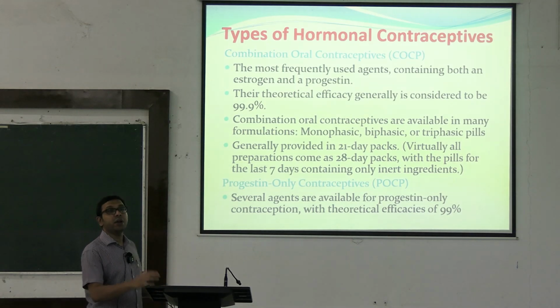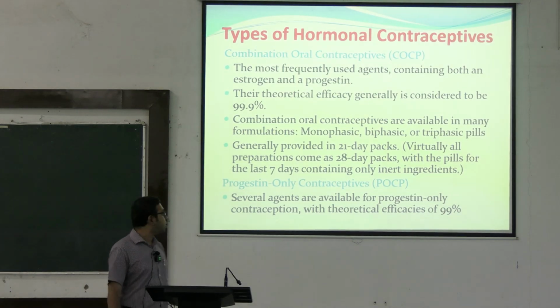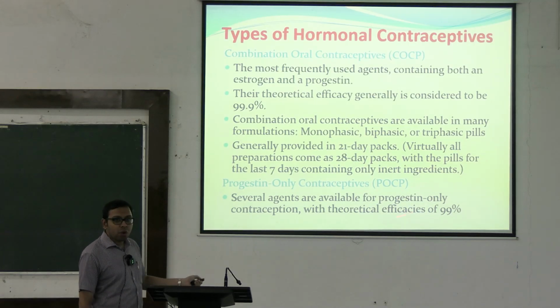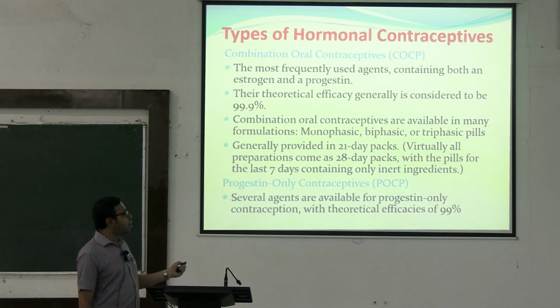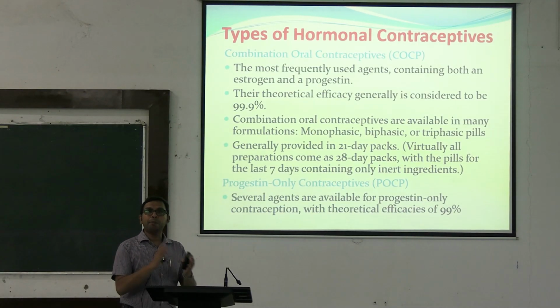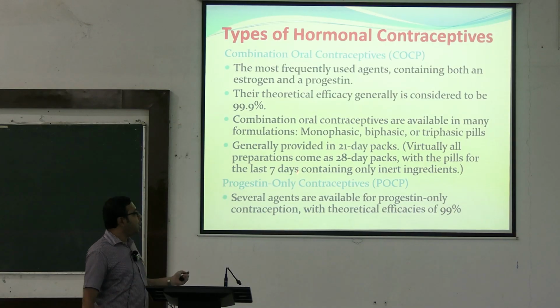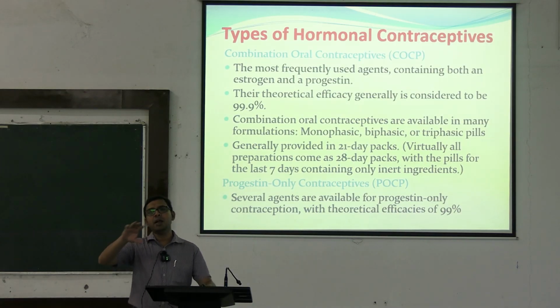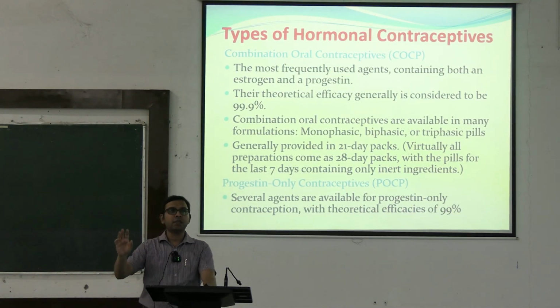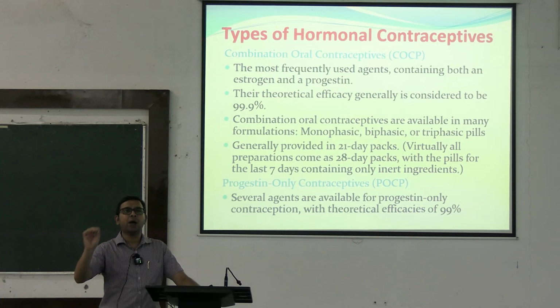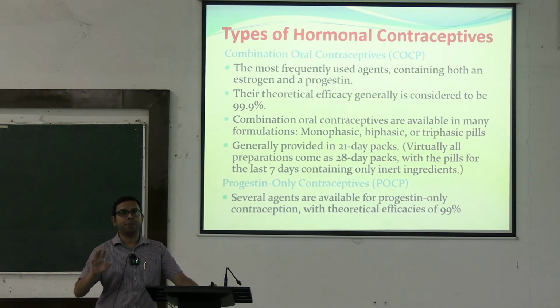Efficacy, we can say theoretical efficacy is 99.9%. Okay. But for the progesterone only contraception, the theoretical efficacy is 99%. This is lesser. This combination can be monophasic, biphasic and triphasic. We will come to this. Usually this is given as a tablet which is a 21-day pack and 7 days gap. Usually within this gap some placebo or some iron pills are given so that there will be continuation of the taking of the contraceptive pills.